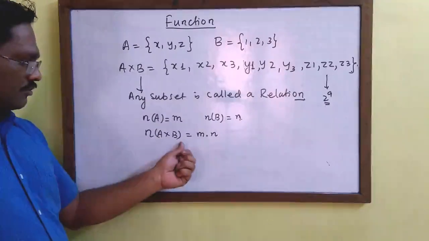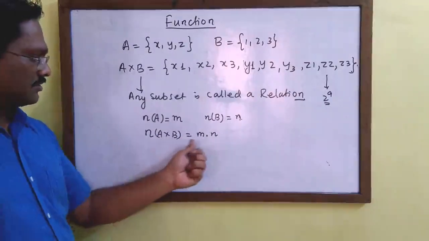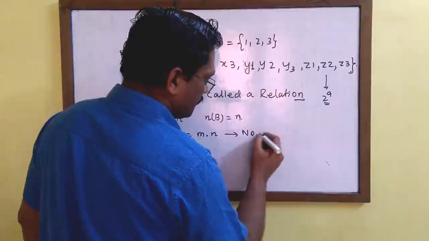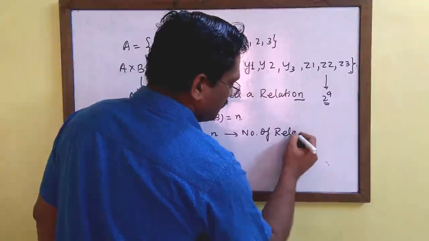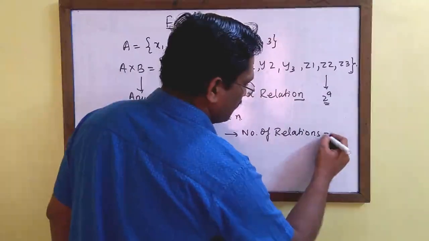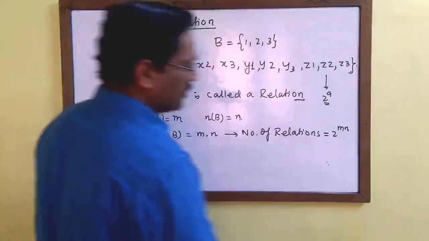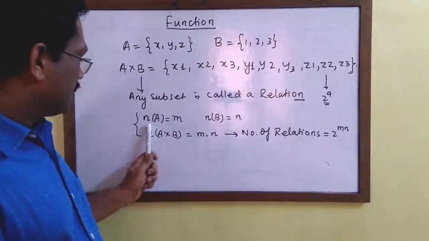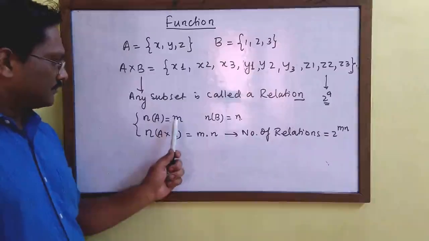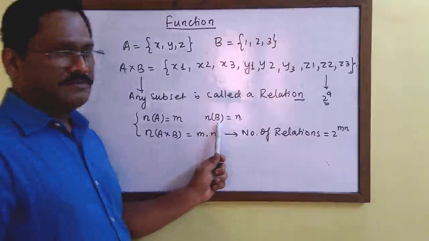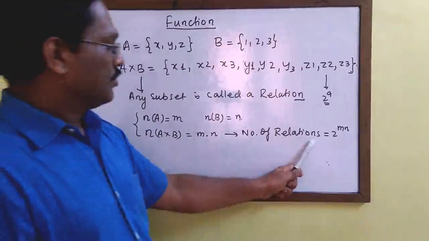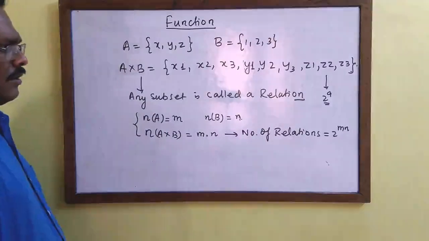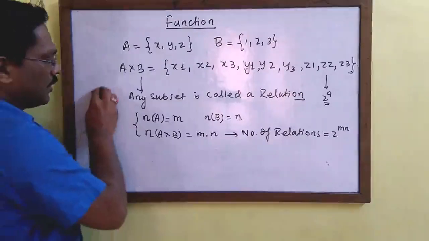So if the Cartesian product of two sets A cross B consists of m into n elements, the number of relations that can be defined is 2 to the power m into n. This is an important data which you should remember. If the cardinal number of set A is m and the cardinal number of set B is n, a maximum of 2 to the power mn relations can be defined out of it. So now let's proceed further.